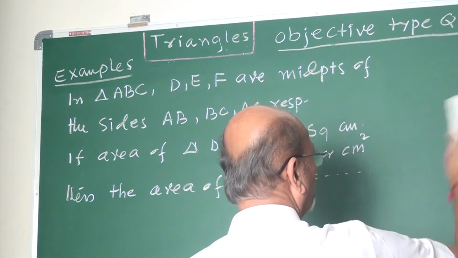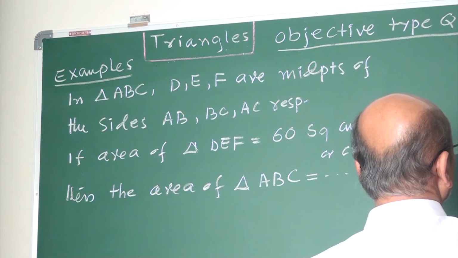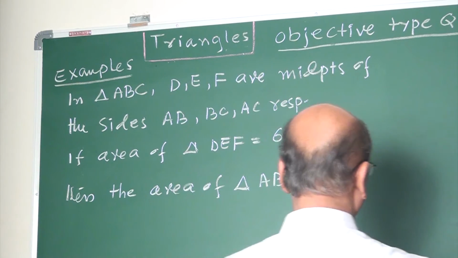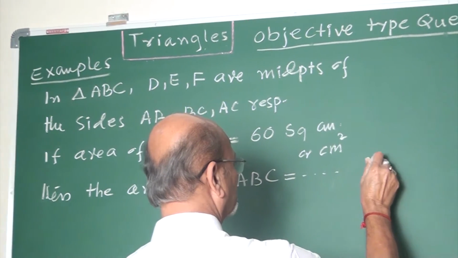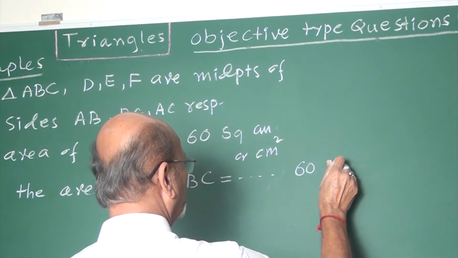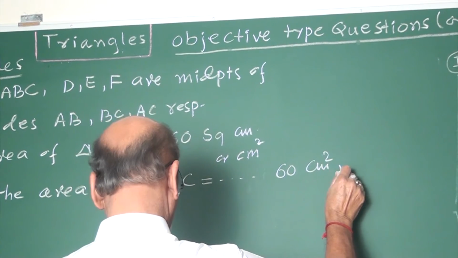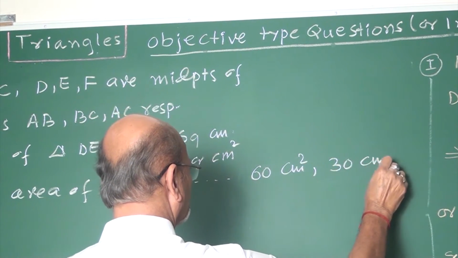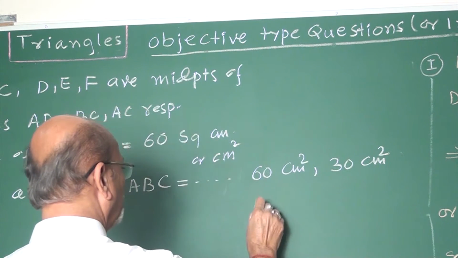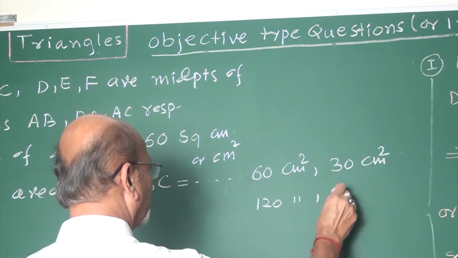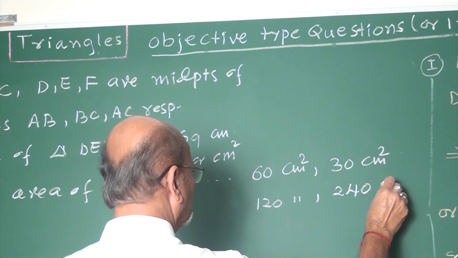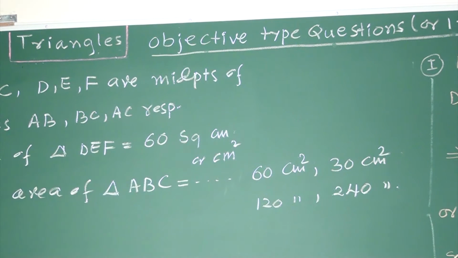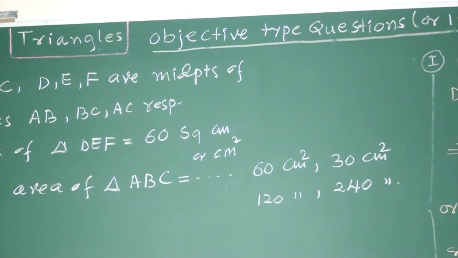Yes, now you know about the Pythagoras theorem. Yes, these are the options, my friends. First, 60 square centimeters. Next, 30 square centimeters. Next, 120 square centimeters. Next, 240 square centimeters. Really, it is a good example, my friends. Good example.